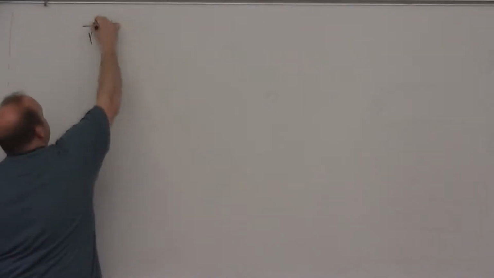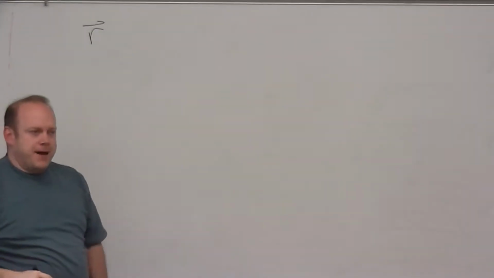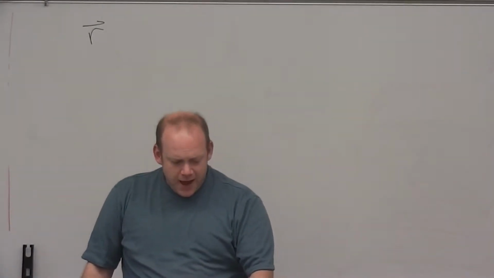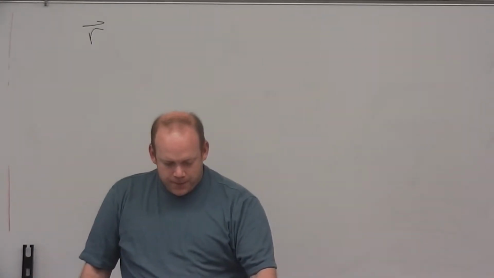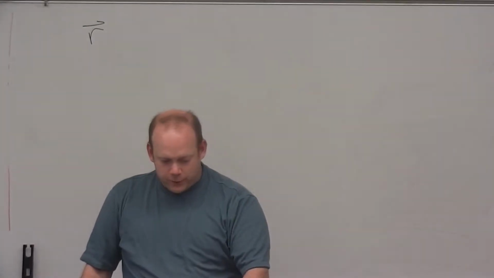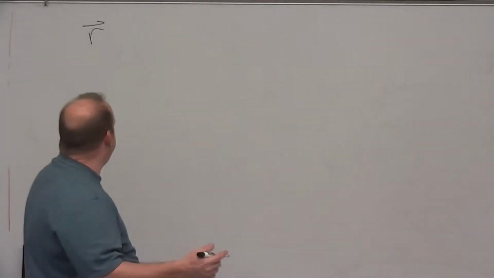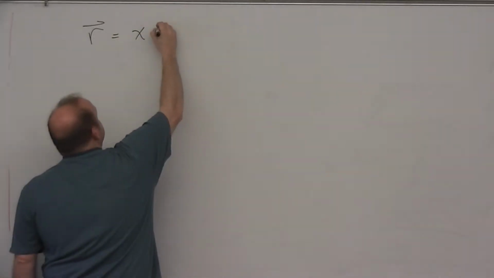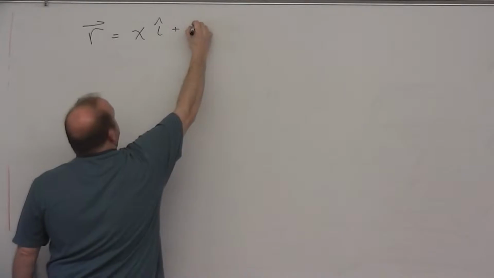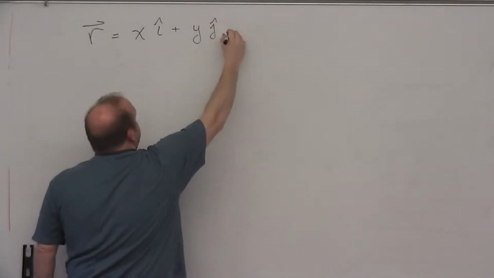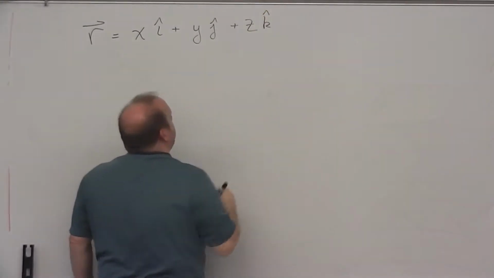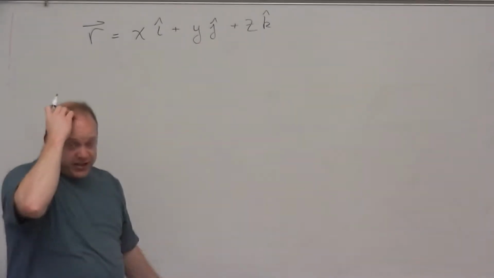Okay, let's put that in vector form, and we're going to call it R. Before, we'd always put it in magnitude angle. We had discussed putting it in IJK notation, but now we're going to formally do it, and we're going to put it in the form of the x component, i hat, plus the y component, j hat, plus the z component, k hat. Okay. Now, that is the position vector.